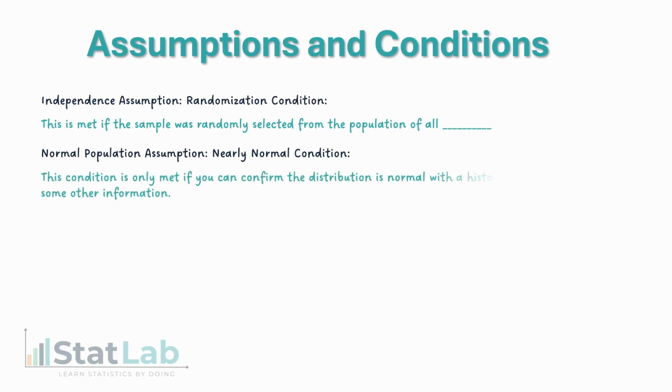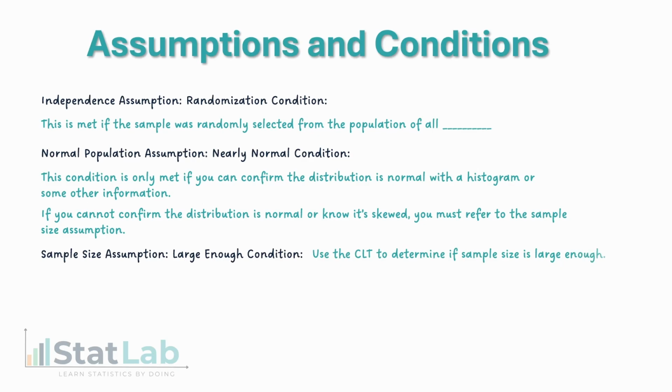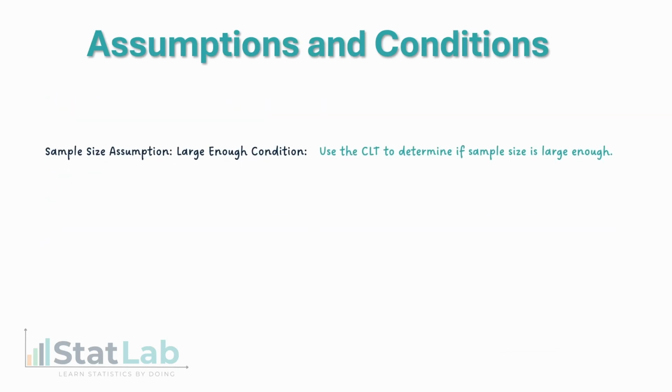So this condition is only met if you can confirm the distribution is normal with a histogram or some other information. If you cannot confirm that the distribution is normal, or you know it's skewed, you must refer to the sample size assumption. And so the sample size assumption, large enough condition, is where we use that central limit theorem to decide if our sample size is large enough. So let's look at this a little more closely.